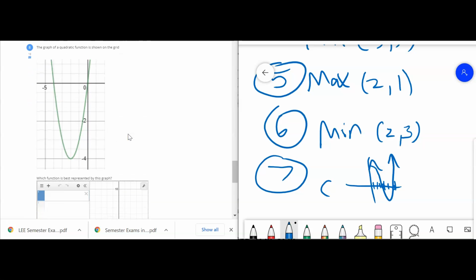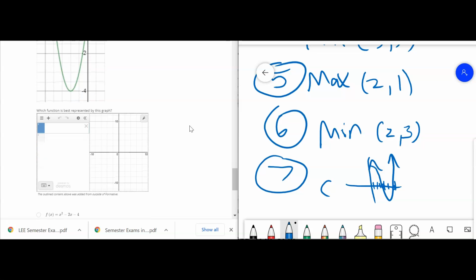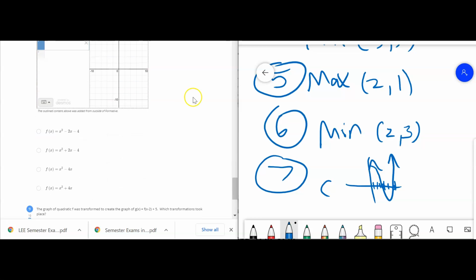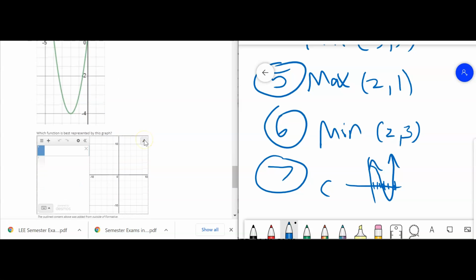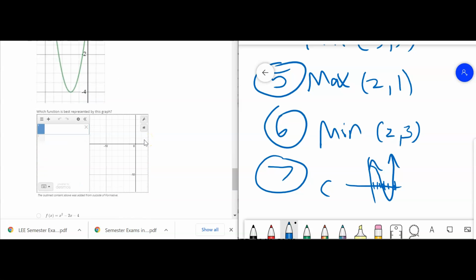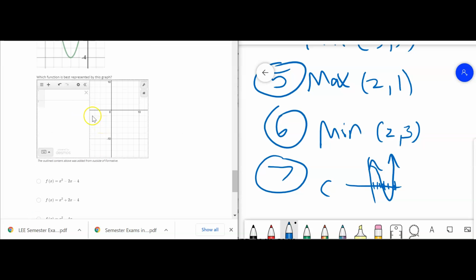Number 8, the graph of the quadratic function is shown on the grid. So here's our graph. Now we're going to work backwards on this one, okay? Which function best represents this graph? So now I have 4 functions, and I want to know which one matches this graph. If you're working backwards, I would highly suggest, since I'm giving you the graphing calculator box right here, let's just start plugging in some of these equations, okay?